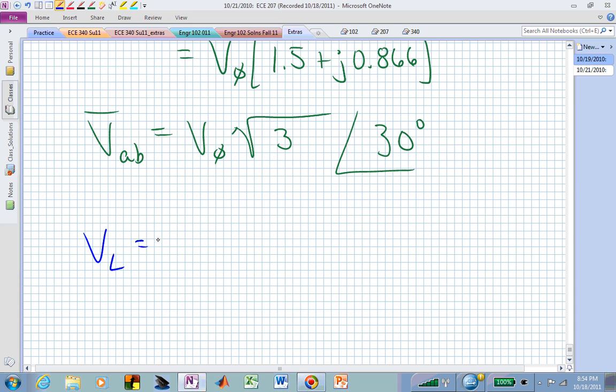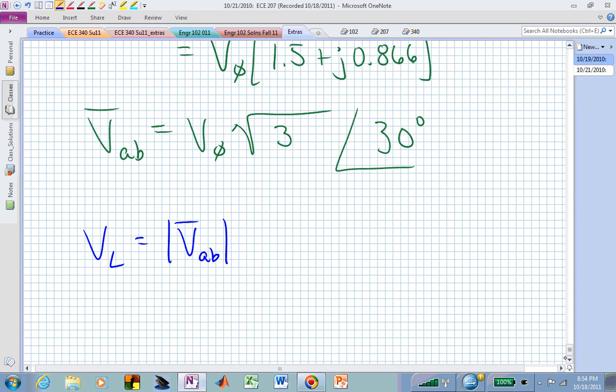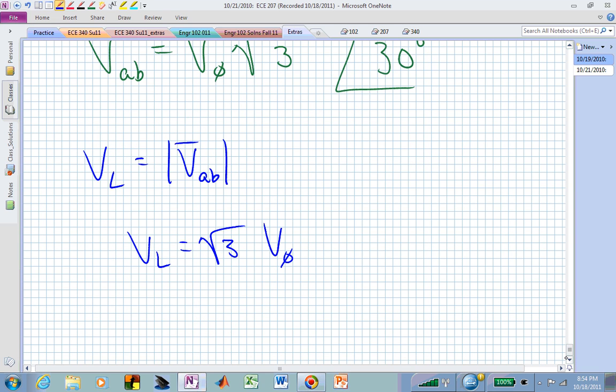Or V sub L, if we wanted to say that that's the magnitude of V sub AB, is going to allow us to say that V sub L is the square root of 3 times the phase voltage V sub phi. This is now our line voltage magnitude, and this is our phase voltage.